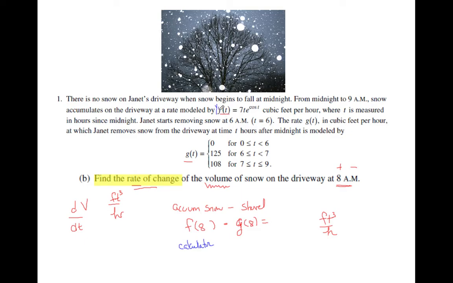So what do you have here? How are you going to get F of 8? F of 8, right? Use your calculator and plug in 8. Hopefully you've put this equation maybe in Y1, to math 9 it. So now you're not doing math 9, you're just doing what is Y1 at 8 minus, how do you get G of 8? G of 8 needs to be here, right? So when you plug in G of 8, you don't use this rule, but you use 108.